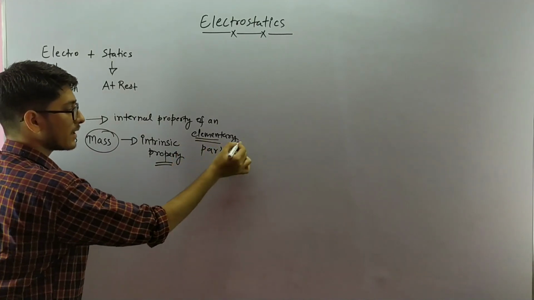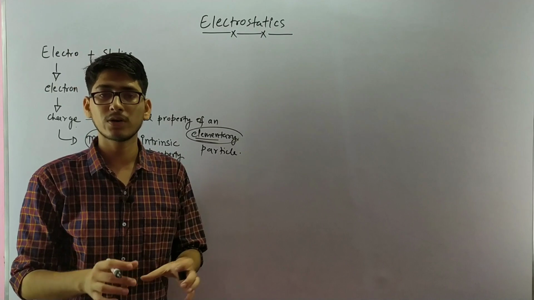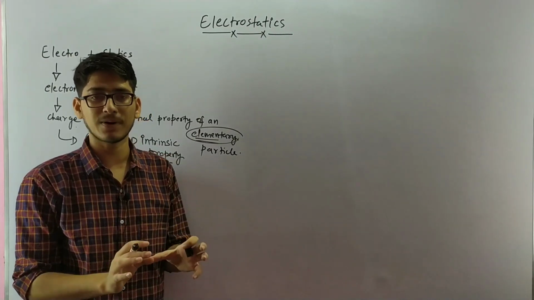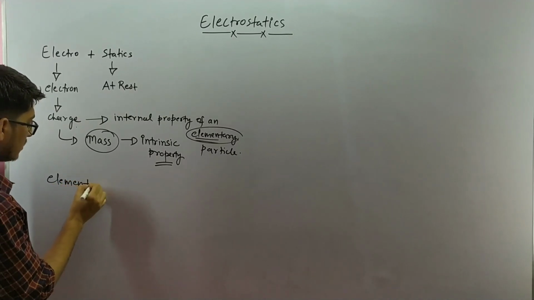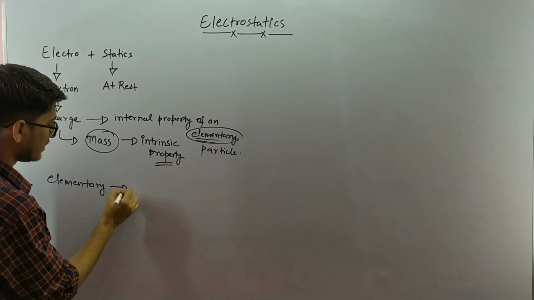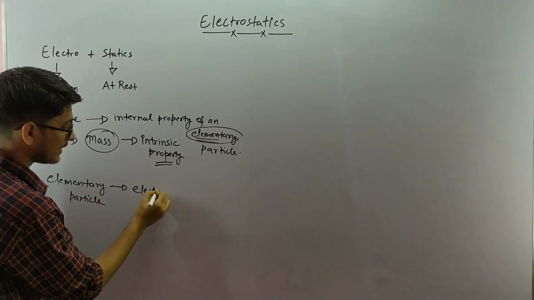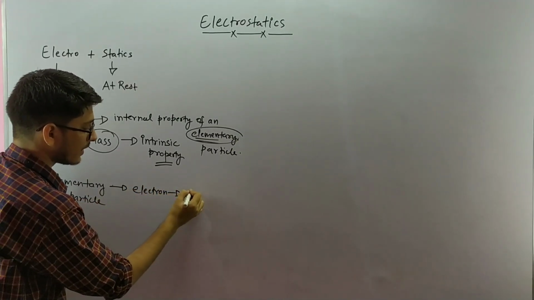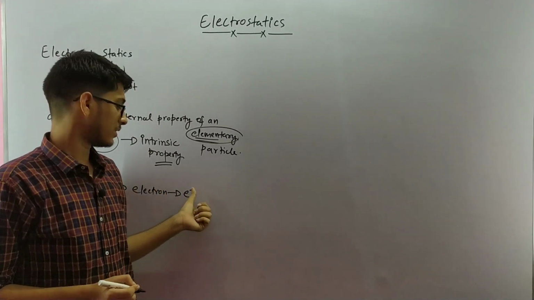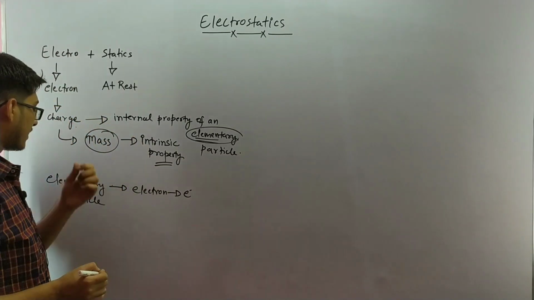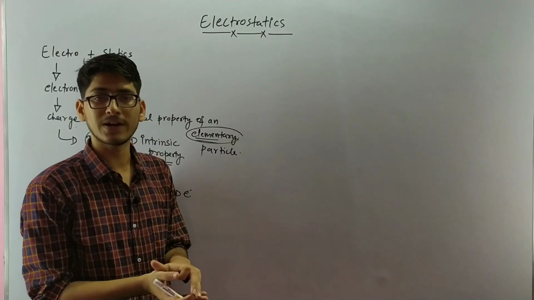Now what is an elementary particle? A particle which cannot be broken down into smaller particles is an elementary particle. The most common example of an elementary particle is the electron. An electron is denoted by the symbol e with a minus sign attached to its top. So this way we can define an elementary particle. Electron cannot be broken down into smaller particles.